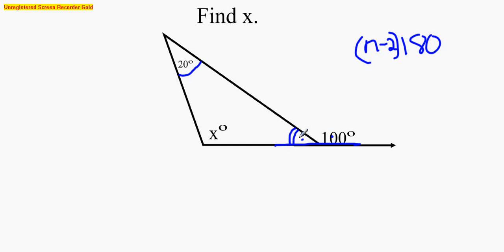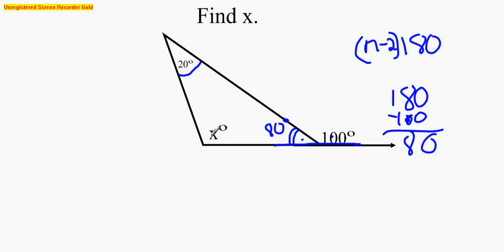So to figure out this angle right here, we're going to take 180 and subtract 100, and we would get 80 degrees. Okay, that's a 0 there. It's 100. I'll just use it to know that's 100. So that tells me this angle right here is 80 degrees.